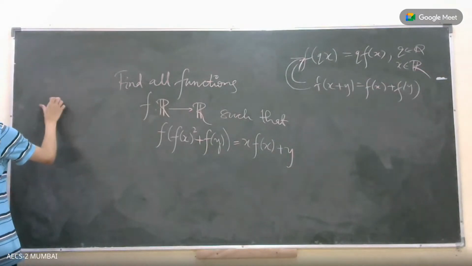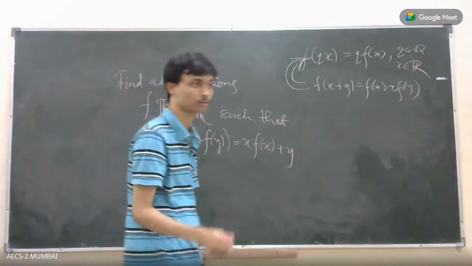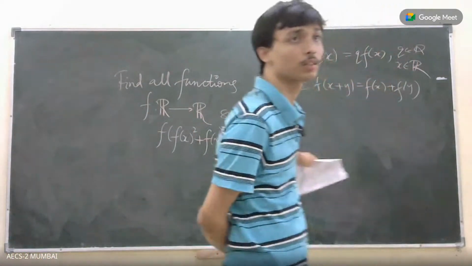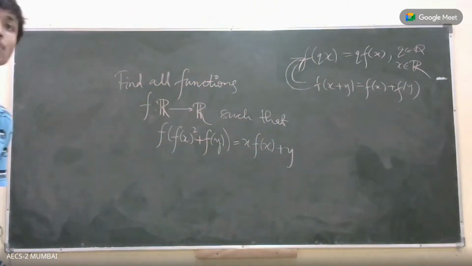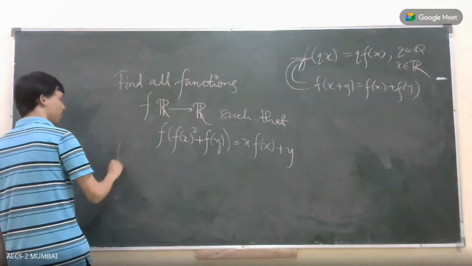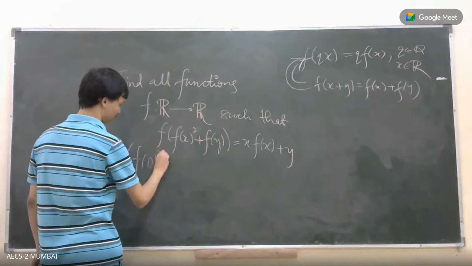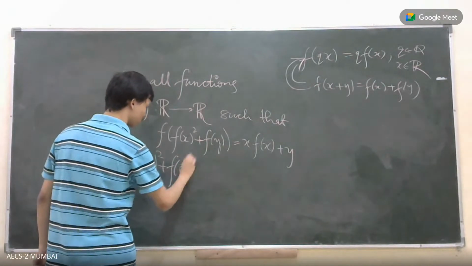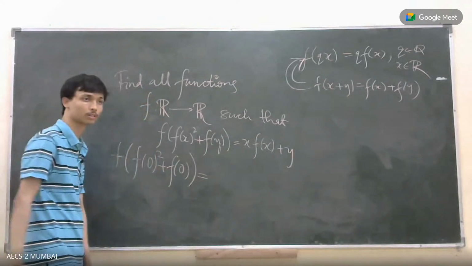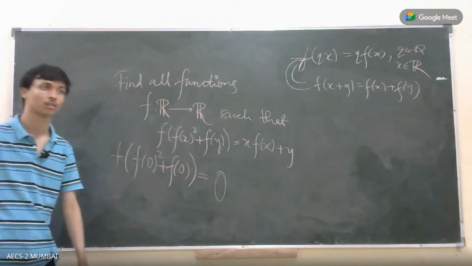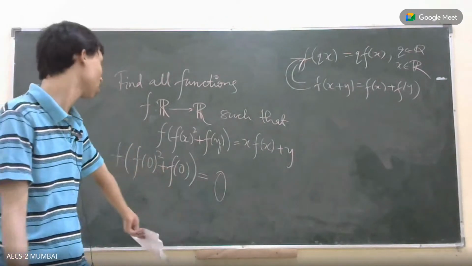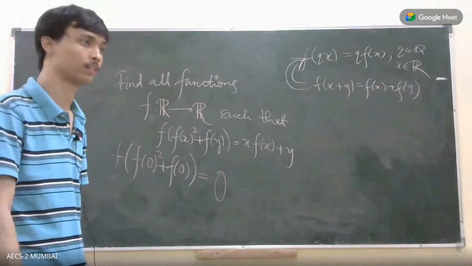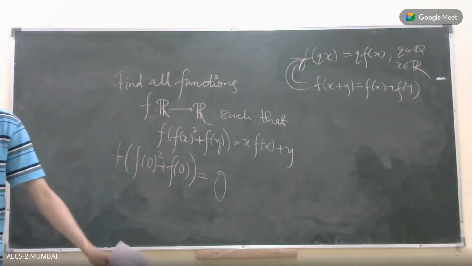First, what is the first instinct? What is the first thing you should do when you see an equation like this? Put x equal to y equal to 0. So now this is a very ugly thing. You did not get anything about f of 0. You have f of 0 squared plus f of 0 inside. Right. Now what do you do?